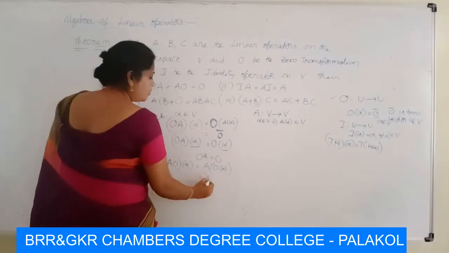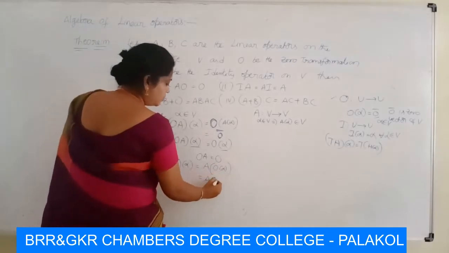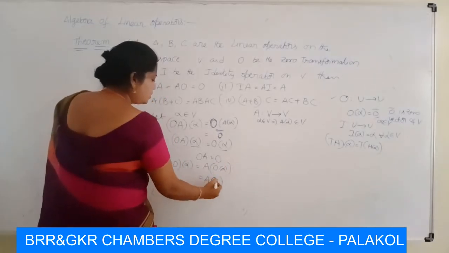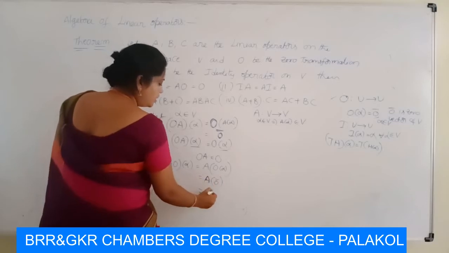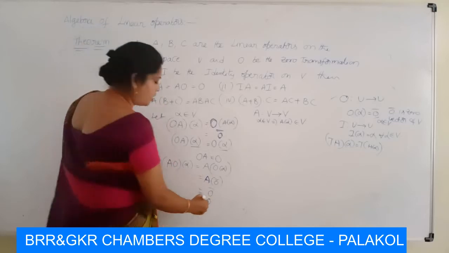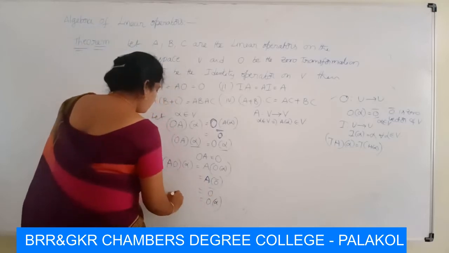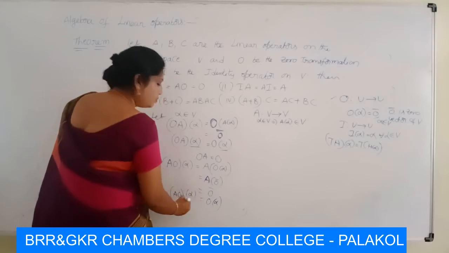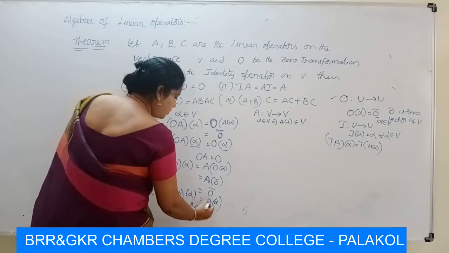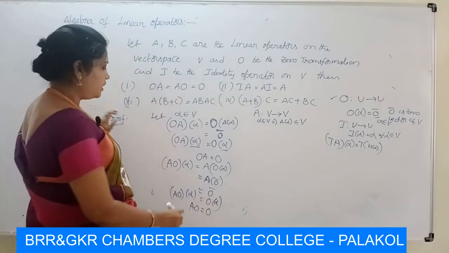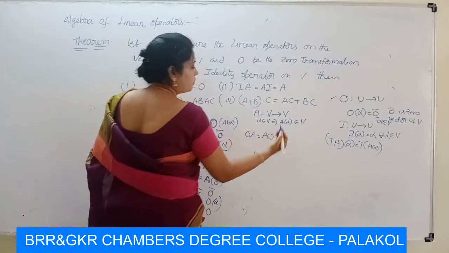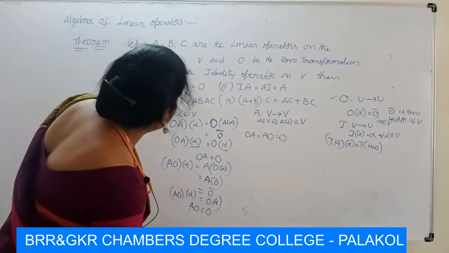So O of alpha is 0 bar. So again, A of 0 bar is 0 bar. So 0 bar can be written as O of alpha. Then AO of alpha is equal to O of alpha. Therefore AO is equal to O. Similarly, we get OA is equal to AO is equal to O. Now the first condition is proved.